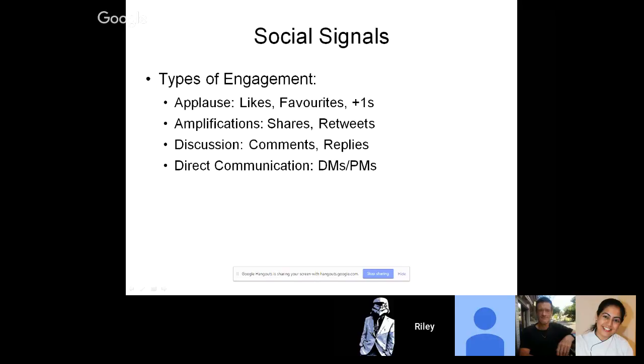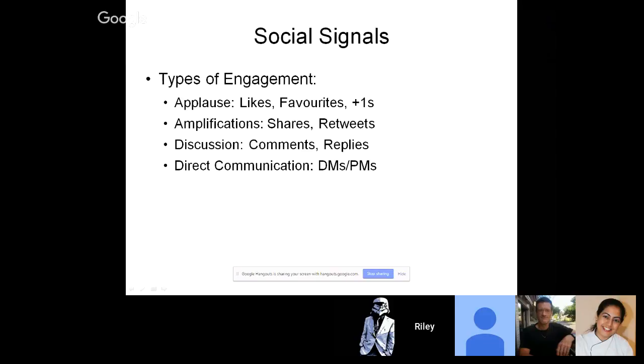So it's a much better piece of engagement, and it's something that you should concentrate on when creating content for social media. The goal would be much more to have a share than a like. Shares are better. You always will get more applause than amplification. That's just the way it is.